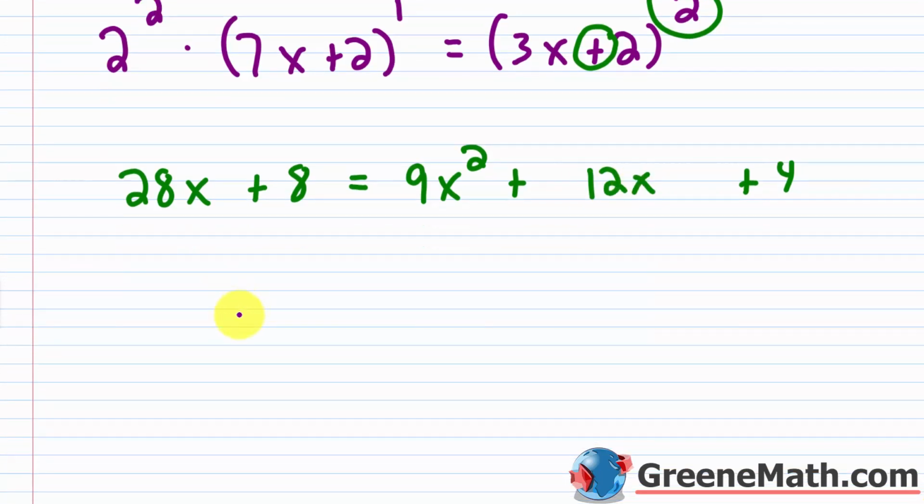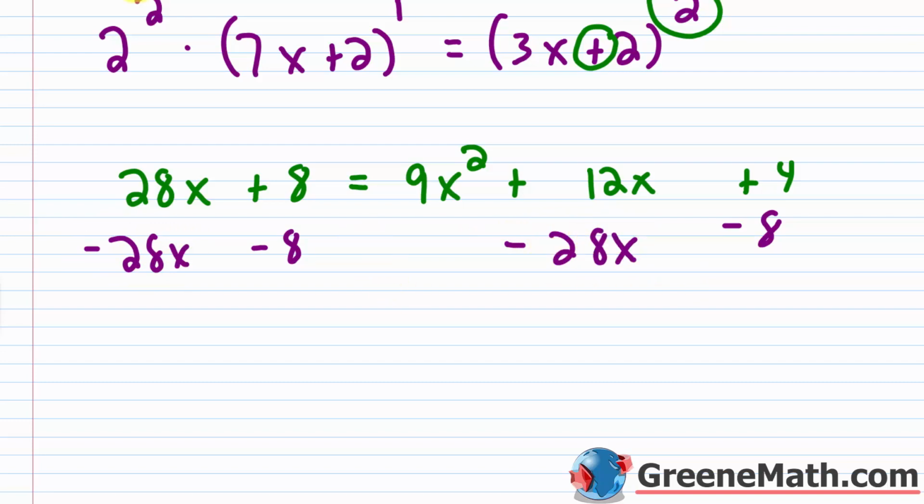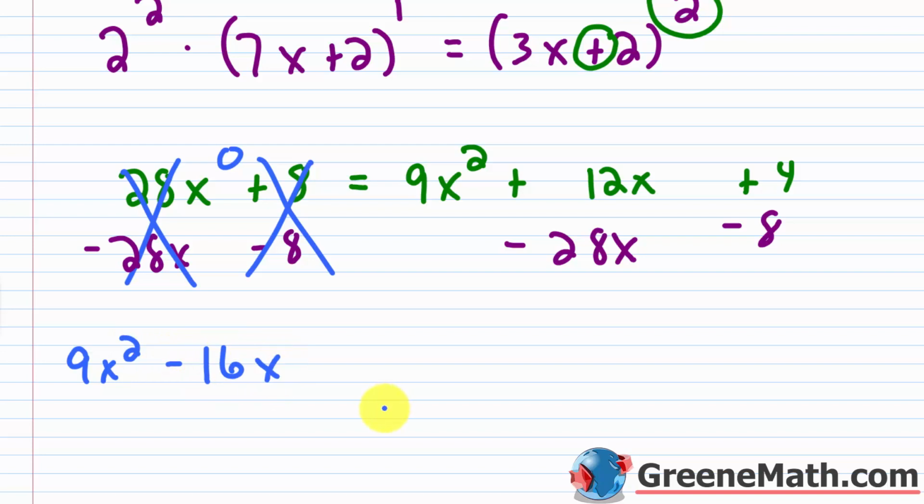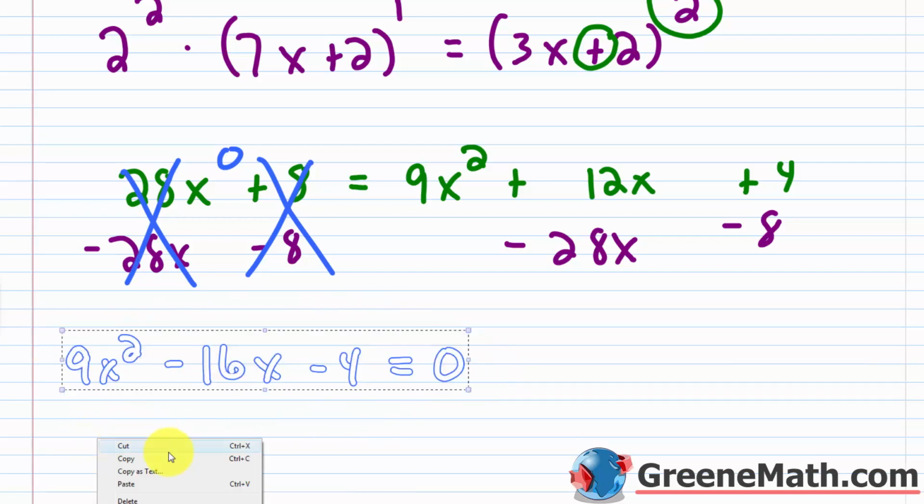We can go ahead and subtract 8 away from each side of the equation and subtract 28x away from each side of the equation. So this is going to cancel over here and here. And I'll just say this is a 0. So I'll have that 9x squared, and then 12x minus 28x is negative 16x. So we'll put minus 16x. And then 4 minus 8 is negative 4. And this is equal to 0. So let's copy this and bring this to a new page.